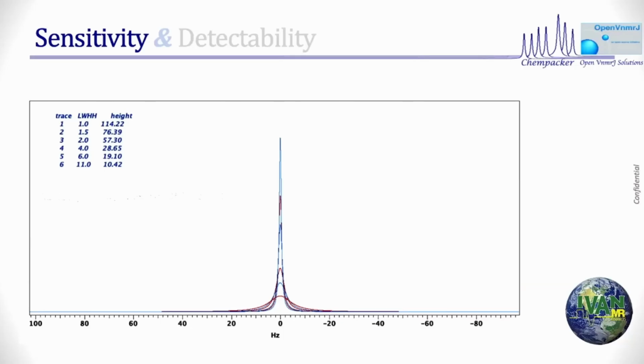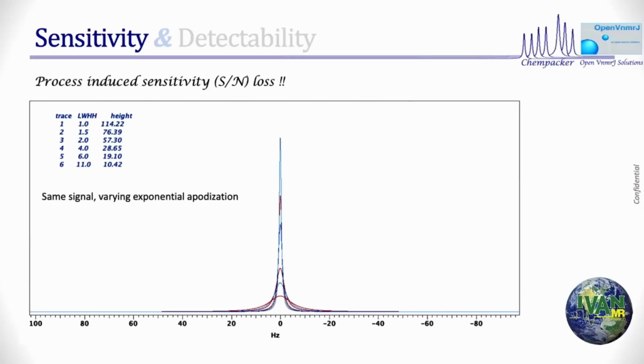So what did happen? I introduced a process-dependent sensitivity loss. This has nothing to do with your time domain. This is a process. I processed that FID 6 different ways. So should the detectability be dependent upon process? That's a fundamental question here. Should it be? Perhaps not.